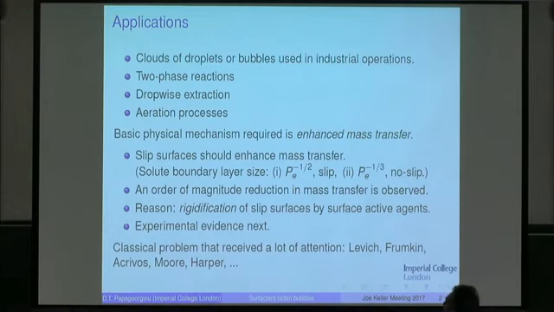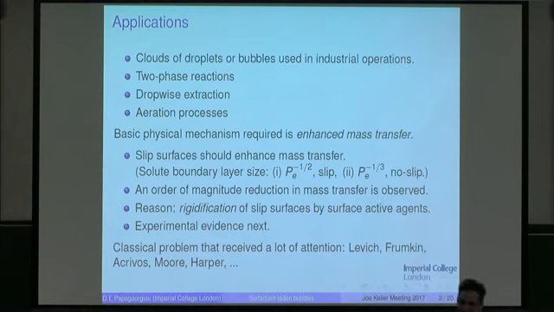And for the experts in the audience, if you look at solute boundary layers on a no-slip surface and a slip surface, the solute boundary layer thickness will be very different. For a slip surface, it's Peclet to the -1/2 instead of Peclet to the -1/3. Therefore, that affects the transfer rates, and experimentally you can see orders of magnitude reduction. So it's very important to understand when this happens.